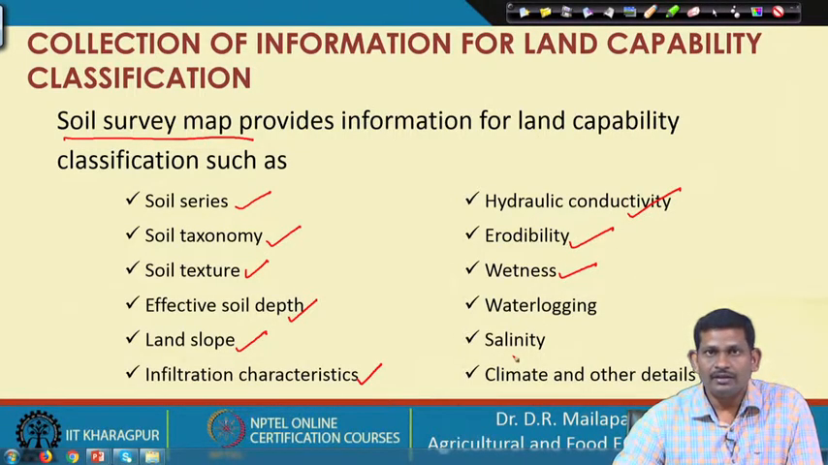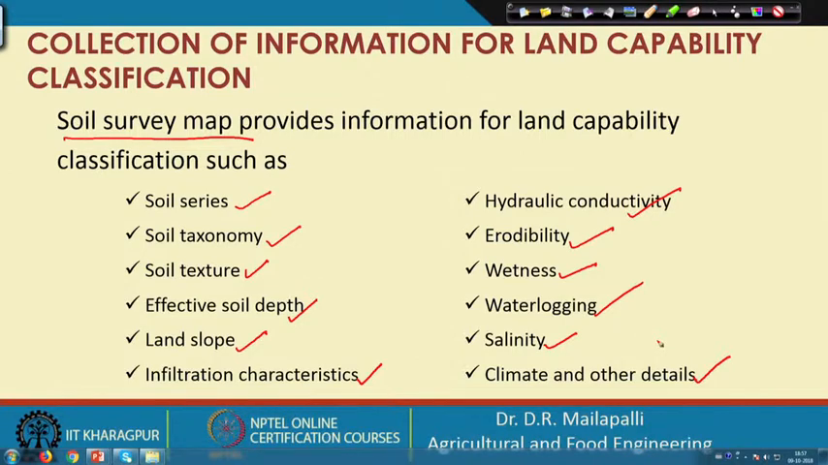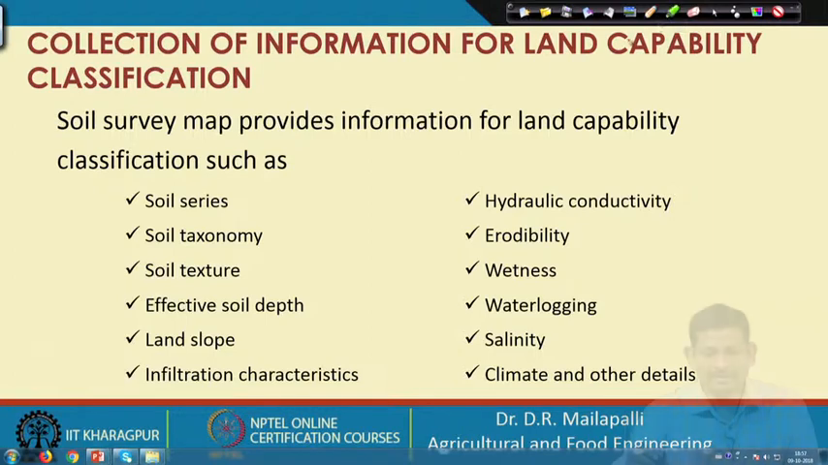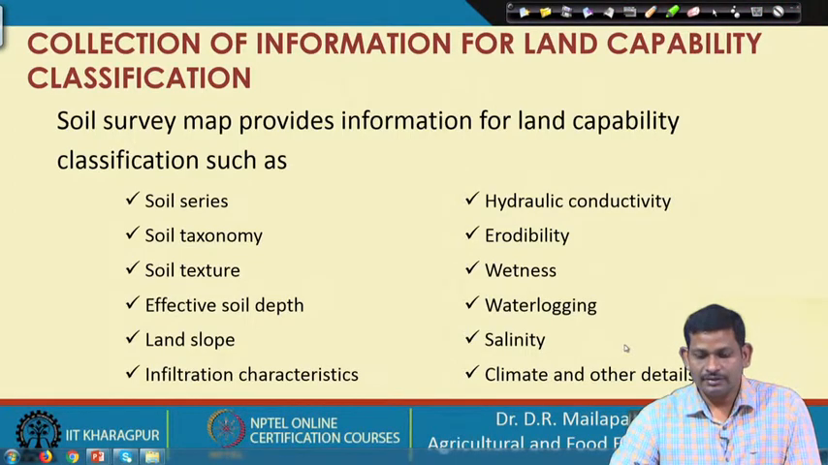Whether this soil will be capable of holding soil moisture or not, and the water logging condition, where the soil has a problem with water logging, and whether salinity is a problem of the land or not, and the climate and other details. Once you get all this information, you can classify the main class and then the subclasses. The soil survey map is very important, and you can get all the information using the soil map as well as some other survey maps.